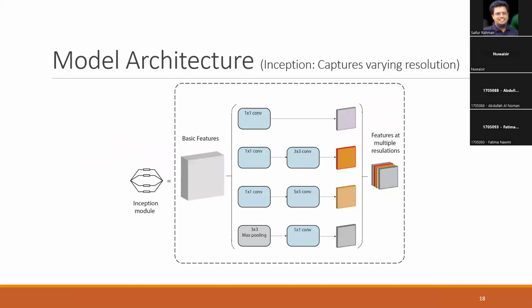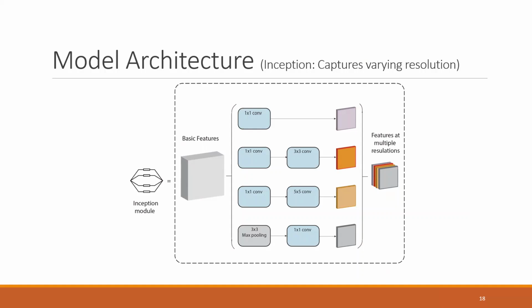In this model, we have used the inception block that captures the continuity portion of the problem. In the inception block, we have used different types of kernels that are 3 by 3, 5 by 5, and 1 by 1 convolution that capture varying resolutions that handle the continuity part of our model.